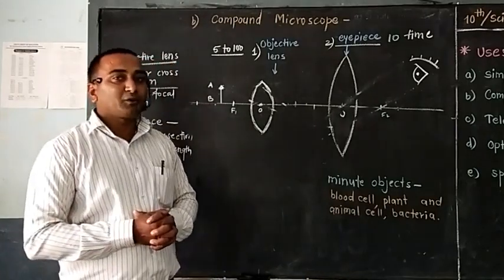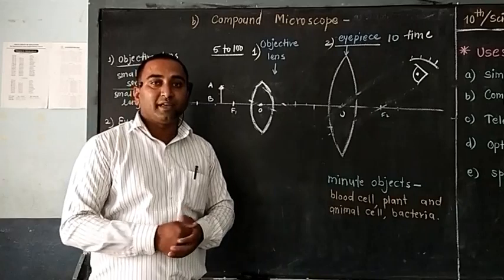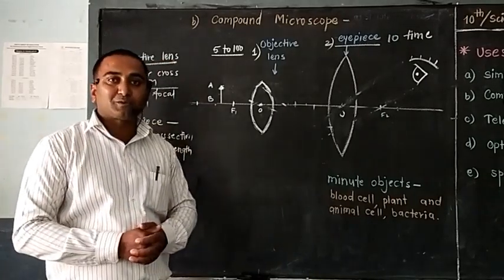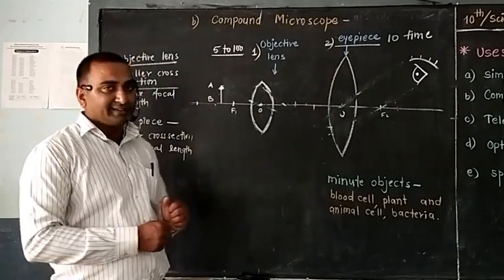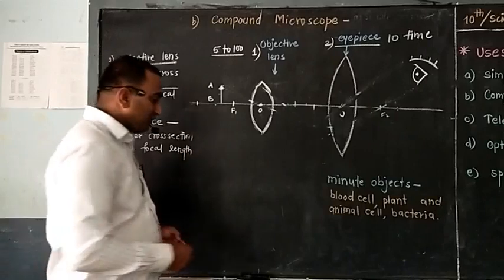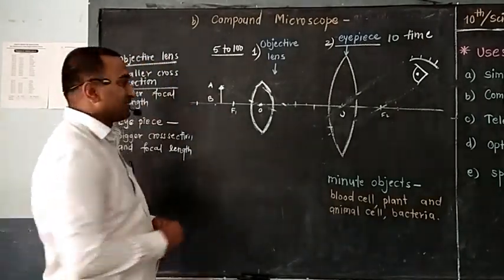What is a compound microscope like? In an examination, there may be a question: explain the structure and working of a compound microscope. Now we are starting this. See, a compound microscope is nothing but a combination of two lenses, two convex lenses.